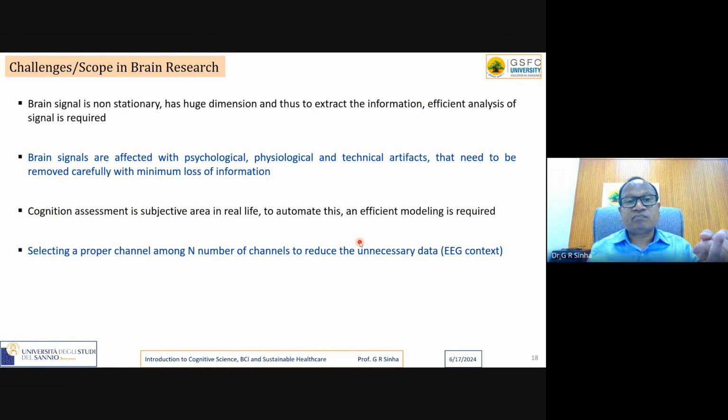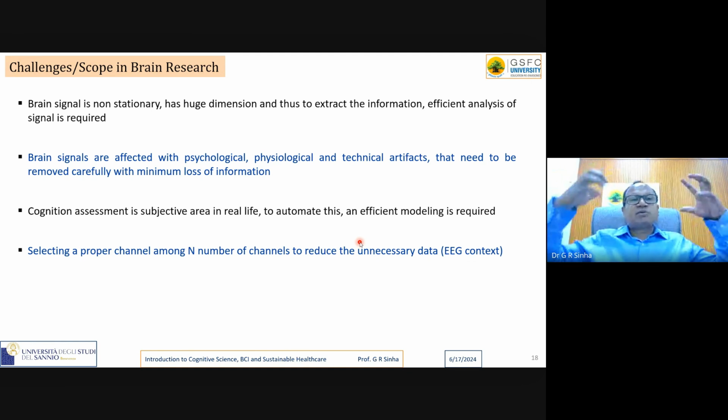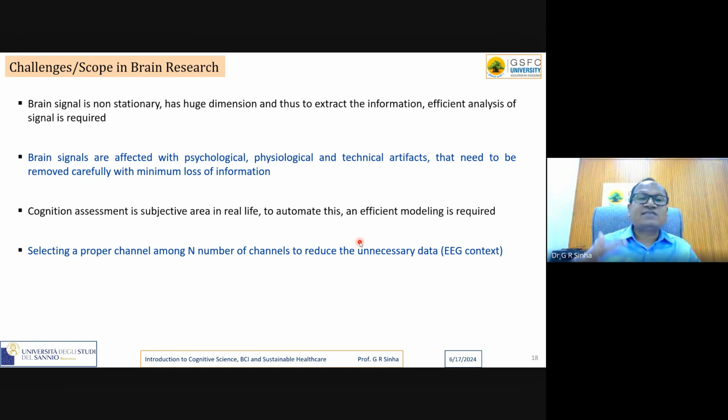What may the application be? Say you are interested in studying brain tumor, Alzheimer's, or hyper attention disorder. Which part of your brain is to be studied? But unfortunately, you are capturing brain signals from all parts of your brain. Unnecessarily, the data load and data size will increase, and your results will be affected.